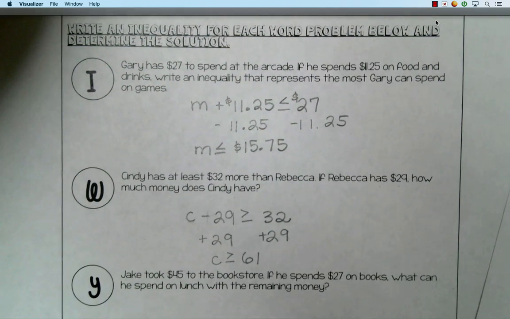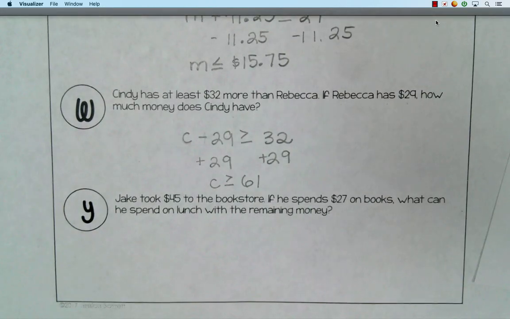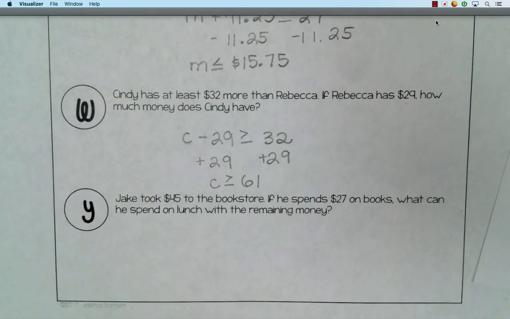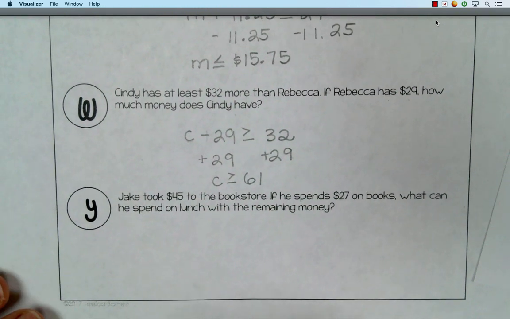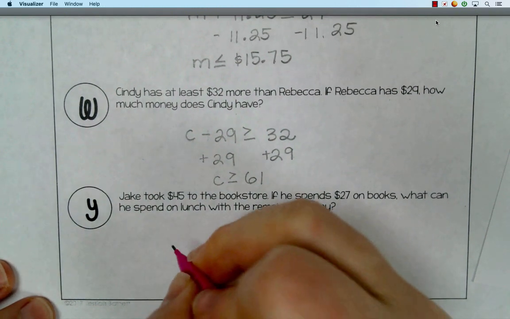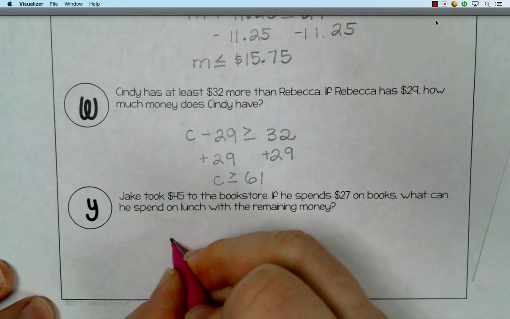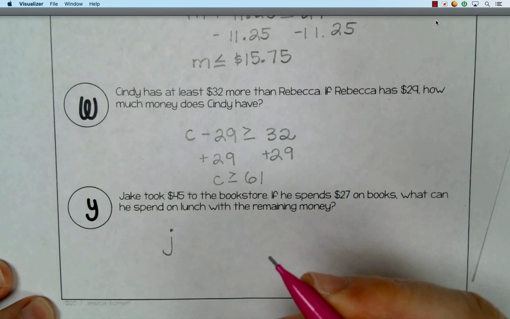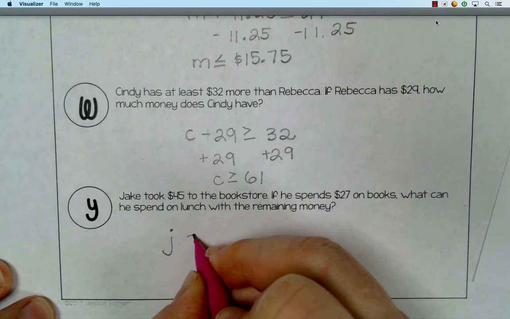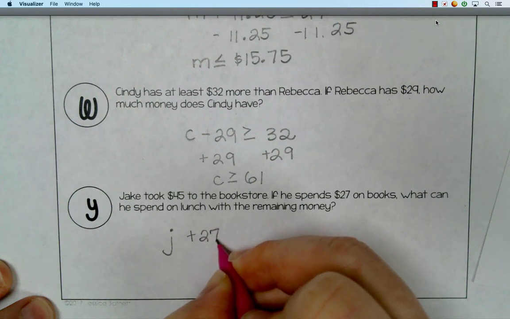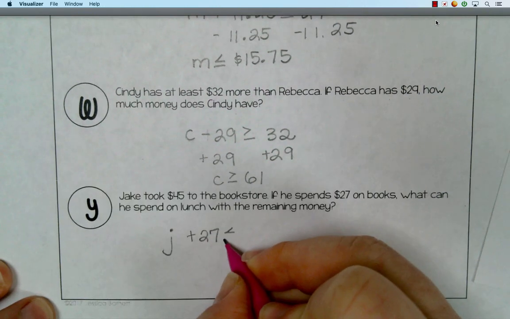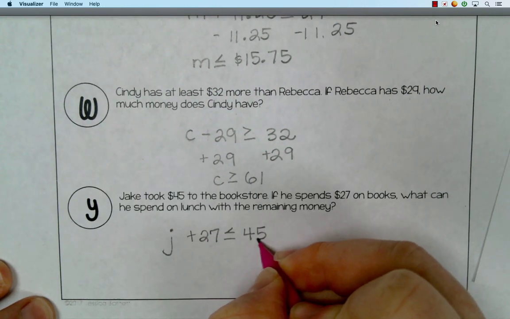Okay, our last one, you do. Jake took $45 to the bookstore. If he spends $27 on books, what can he spend on lunch with the remaining money? Okay, so lunch, I don't want to use that. We'll say J. Jake plus 27 has to be less than or equal to 45 because he only has $45.